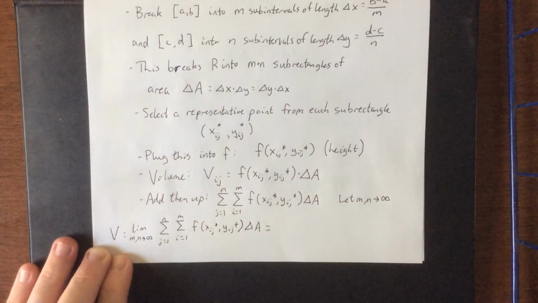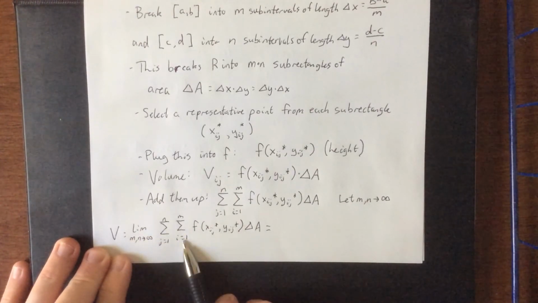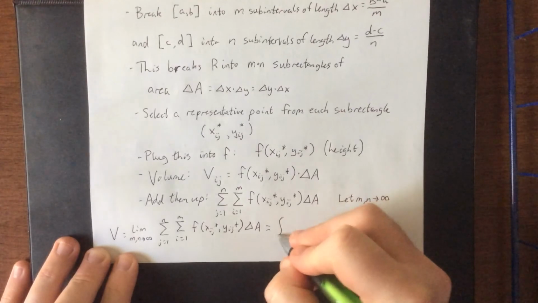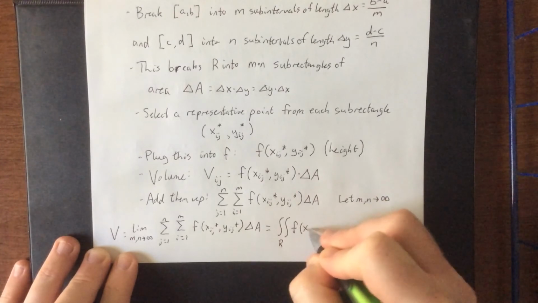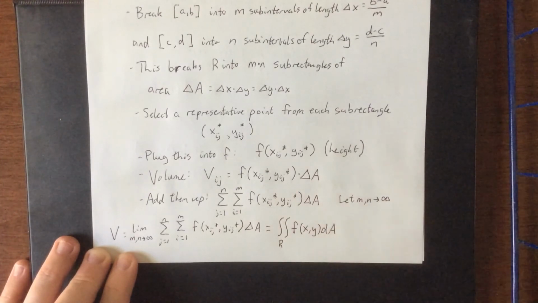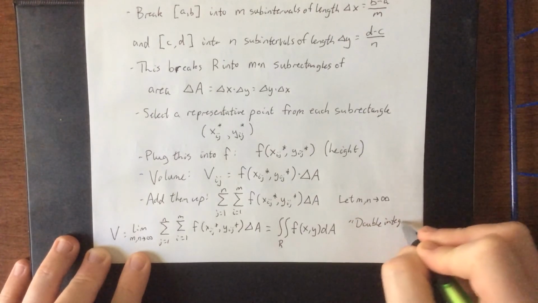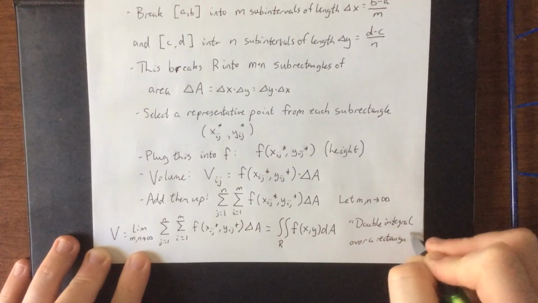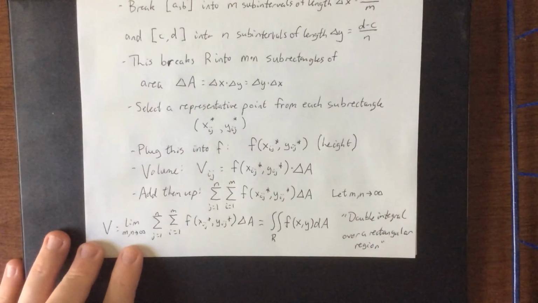This is equal to, now on the flip side I mentioned that anytime you see something that starts with the limit as something goes to infinity of the summation of something, that's about to turn into an integral. This one, because it's a double summation, is going to become a double integral over the rectangle R of f of xy dA. This is the definition of a double integral over a rectangular, oh boy, region. Oh yeah, that totally fit. Double integral over a rectangular region.